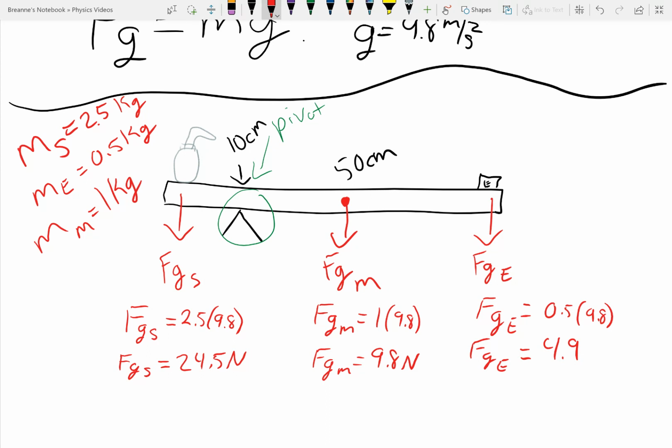So we figured out all our forces of gravity. Now we need to figure out our distance. So if this is at 10 centimeters, we know that the distance of the soap would be 10. So the distance of our soap would be 10 centimeters. The distance here, you just subtract 50 minus 10, gives you 40 centimeters.